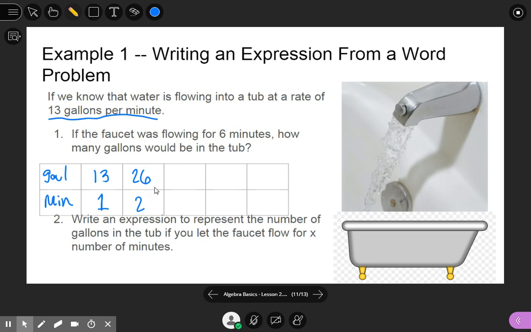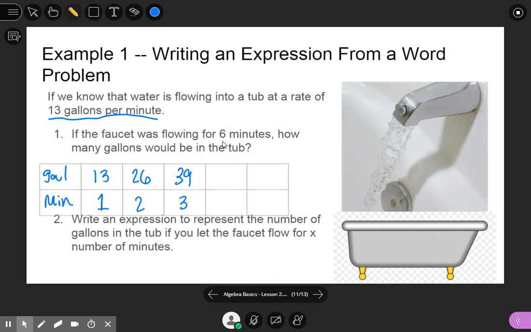Ooh, we're starting to fill the tub up. 26 gallons is quite a bit of water, but most tubs, I looked it up, hold anywhere from 70 gallons to even all the way up to 100 gallons at full capacity. So if the faucet was flowing for 6 minutes, we could keep scaling our table up like this, and 3 would be 13 more, so that'd be 39 gallons, and we could go on and on.